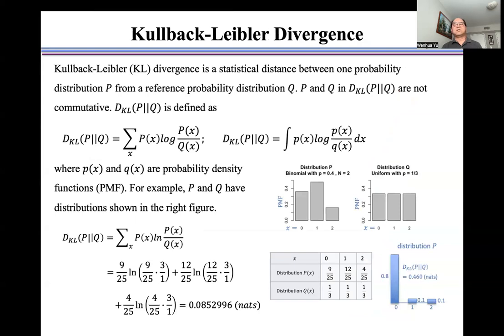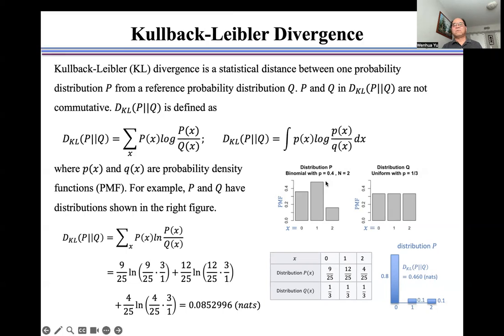Kullback-Leibler divergence is the statistical distance between one probability distribution P from a reference probability distribution Q. P and Q in KL-divergence is not commutative. KL-divergence is defined as sum over discrete x or integral over continuous x, where lower p and q are probability density functions, and capital P and Q are probability mass functions.